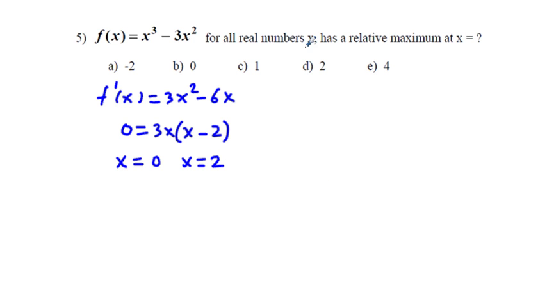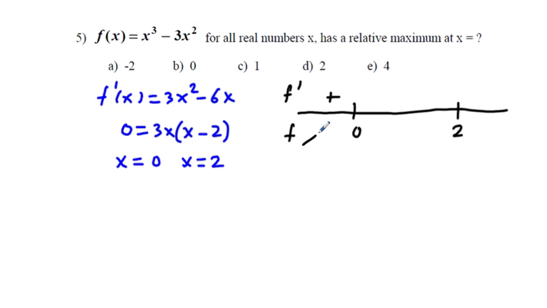And then we go to our number line. Okay, our number line is, again, critical number 0 and 2. And we're going to put f prime here above the line and f below. And to the left of 0, if we take a number, say, negative 1, we're going to have a negative times a negative, which is positive. So our function's increasing all the way up from negative infinity to 0.